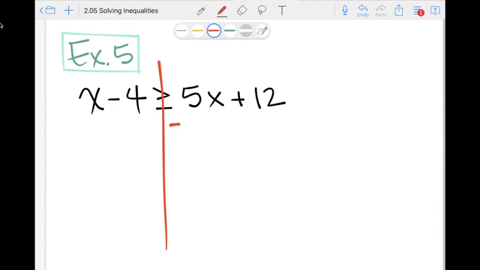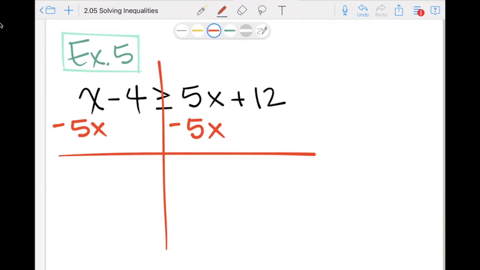Now, I'm going to purposely make my variable term negative for this one. So I'm going to actually subtract 5x from both sides. I usually try to keep my variable terms positive, and I recommend that you do that. But for this one, and you'll see why in a minute, I'm actually going to subtract my 5x so that then I have a negative 4x on the left side, bring down my minus 4, bring down my inequality sign. 5x minus 5x is 0, and then I'll bring down the 12.